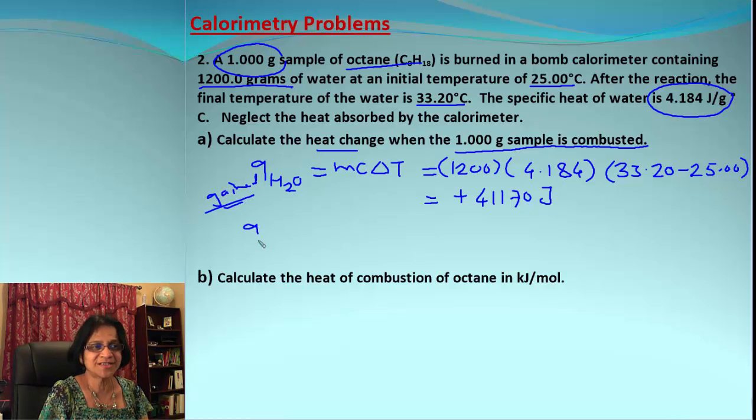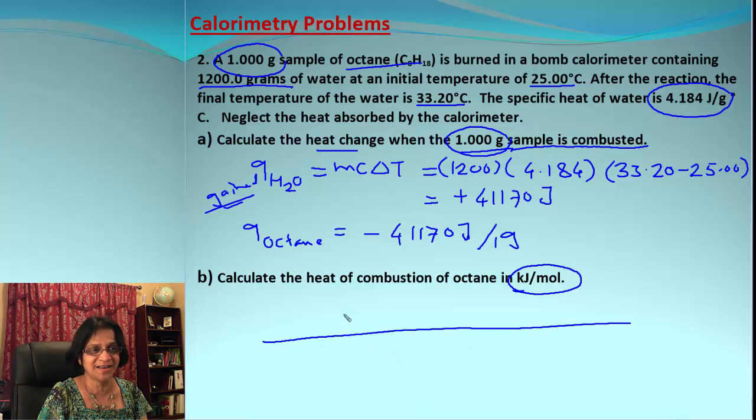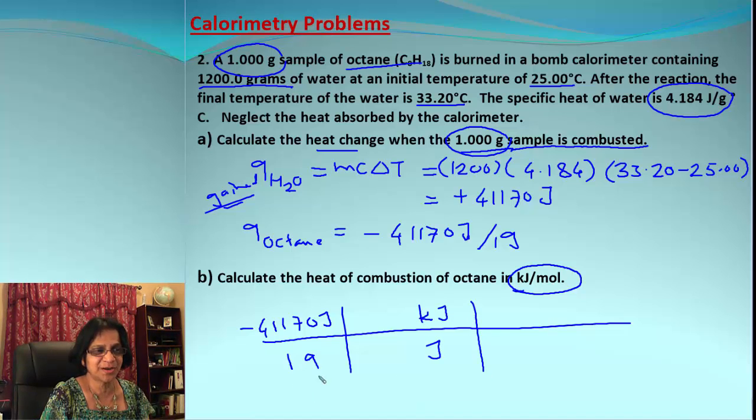So heat lost by octane, if I need to find that out, will be exactly the same value except the sign will be opposite, negative sign. Now remember, this is for 1 gram of sample, so we can say per 1 gram. Next step, we are going to find out the amount of heat in kilojoules per mole. So let's use our dimensional analysis in which we are going to convert joules to kilojoules, and this is per 1 gram.